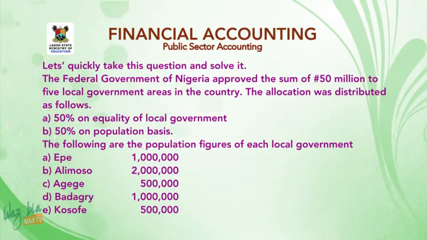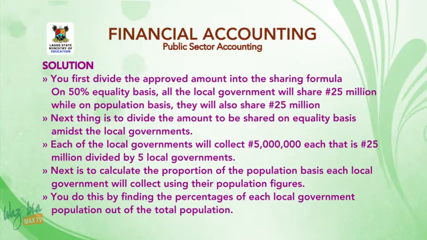A. Epe 1 million. B. Alimosho 2 million. C. Agege 500,000. D. Badagry 1 million. E. Koshofe 500,000. Solution. You first divide the approved amount into the sharing formula. On 50% equality basis, all the local government will share 25 million naira, while on population basis, they will also share 25 million naira. Next thing is to divide the amount to be shared on equality basis amidst the local governments. Each of the local governments will collect 5 million naira each.